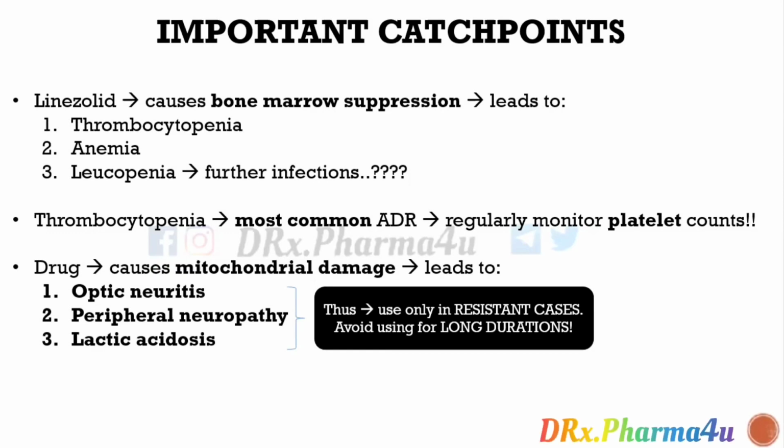So here we have written that linezolid causes bone marrow suppression. First of all, we have to understand what is the function of bone marrow. Bone marrow produces blood cells. If bone marrow suppression happens, it can lead to a lot of problems because bone marrow produces RBC, WBC, and platelets also. If RBCs get reduced, then your RBC count will reduce, which can lead to anemia. If your platelets are reduced, it can cause thrombocytopenia.